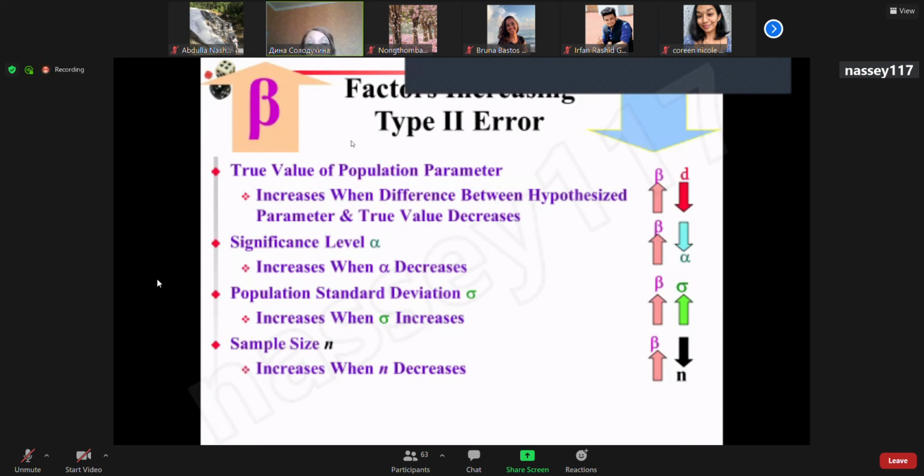The next one is the significance level. Alpha, or significance level, determines type 2 error, and type 2 error increases when alpha decreases. So they are vice versa. And about standard deviation, in other words, variability or variation: type 2 error increases when you have more variation. If you have low variation, your type 2 error will be less.